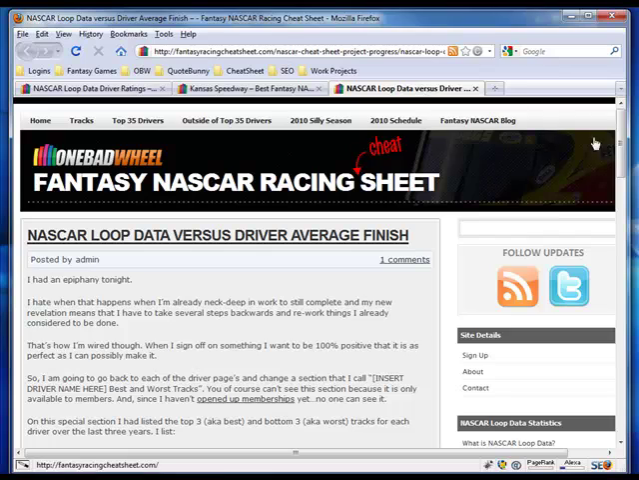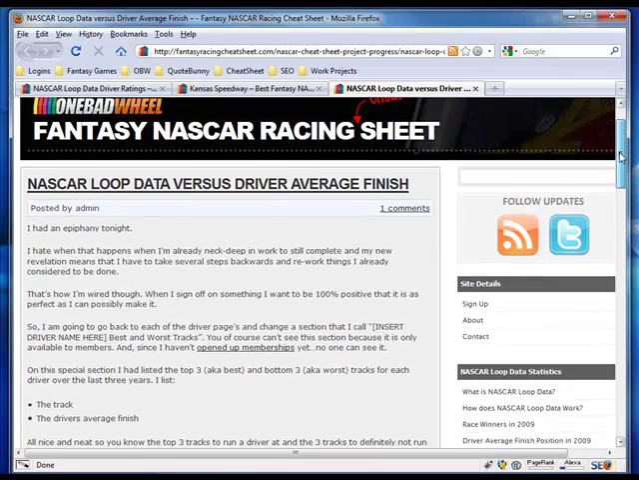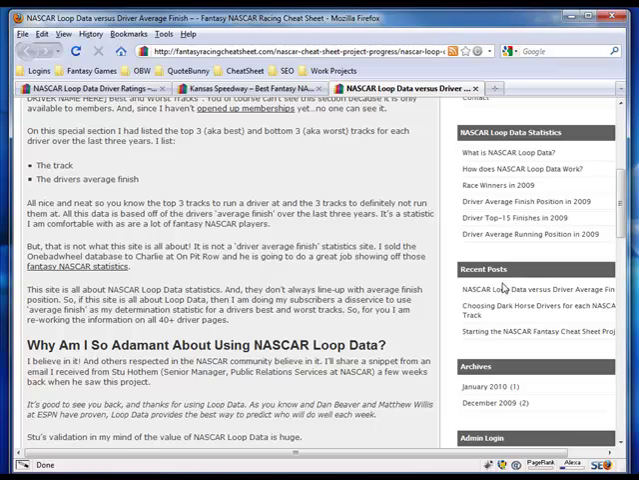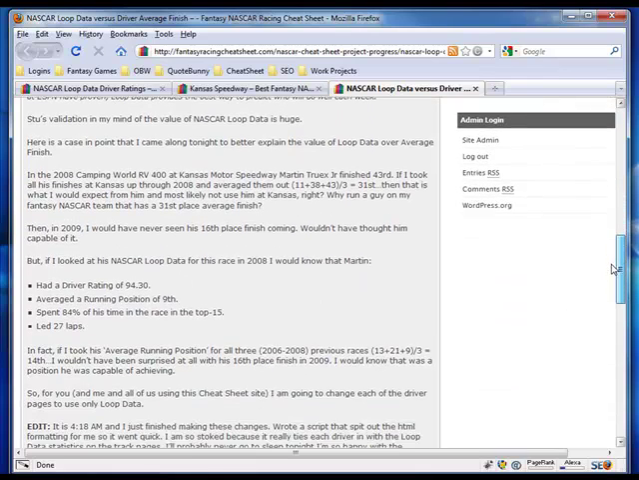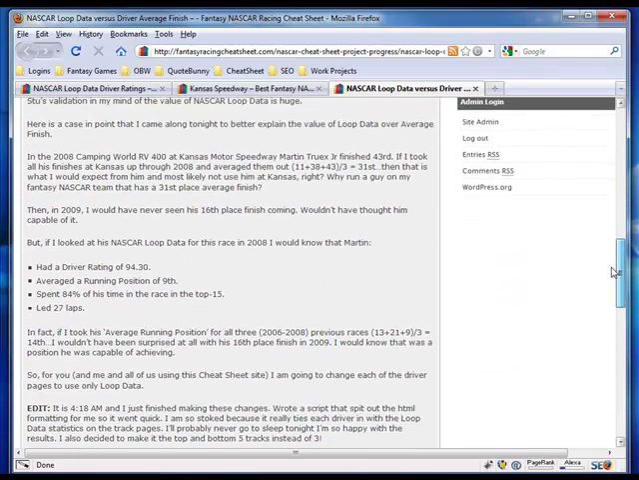And I had this revelation the other night, and I wrote a post on it here. You can get to that over here on the recent posts. This one's called NASCAR Loop Data versus Driver Average Finish. What I realized is that Martin Truex Jr.'s average finish position was really being spoiled by two finishes that were not good at Kansas. He had a 38th finish and a 43rd place finish. The 43rd place finish came in 2008 at the Camping World RV400.